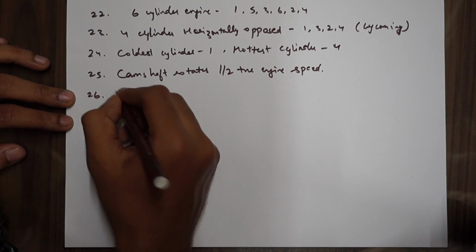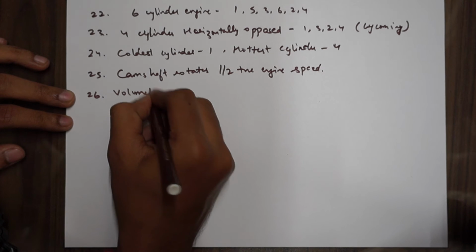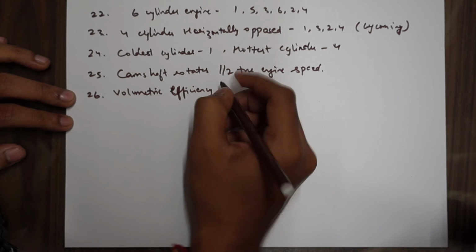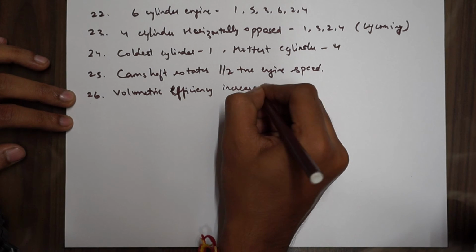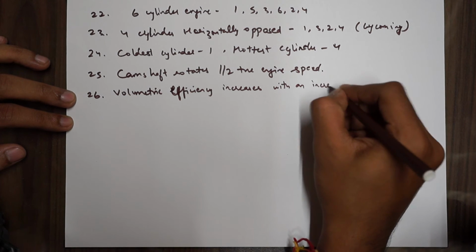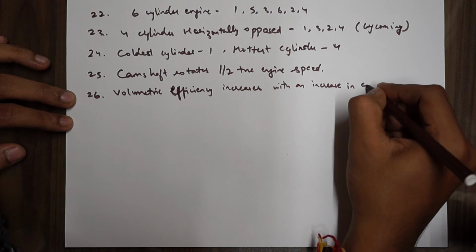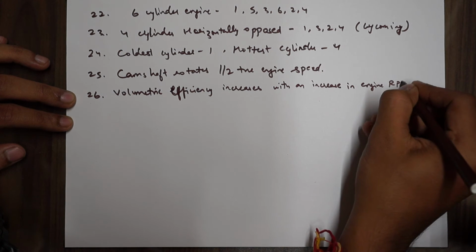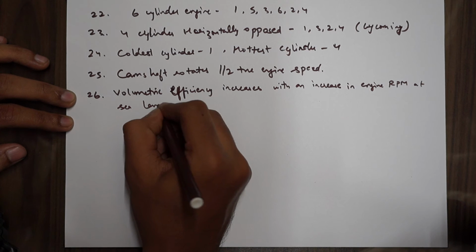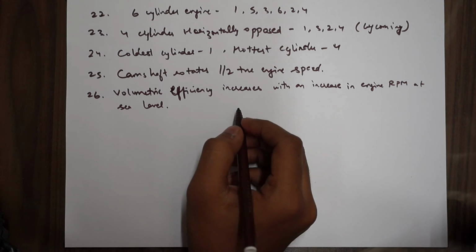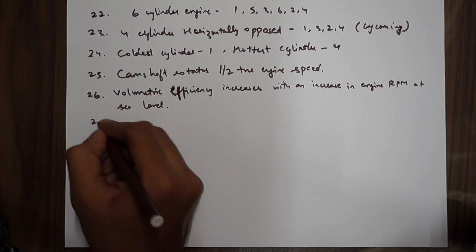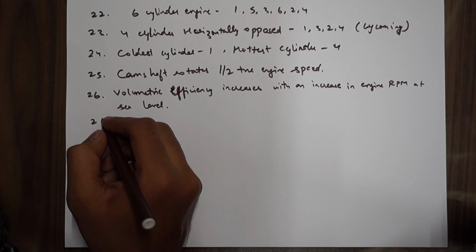Okay, 26. Volumetric efficiency increases with an increase in engine RPM at sea level. It's obvious, right? I told you that at sea level your air density is higher, so your efficiency will be much better due to cooling and more air that it pushes backward.